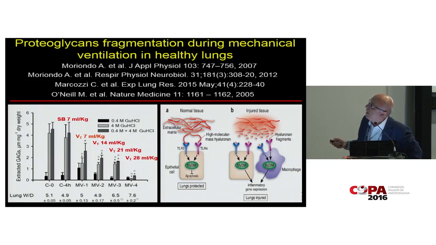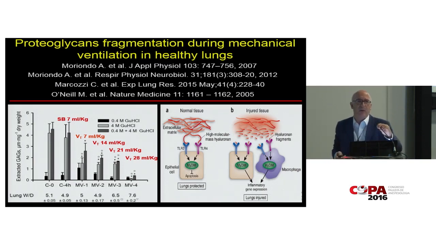This is important because, as you can see here, the fragments of the extracellular matrix may induce and promote an inflammatory response in the lung. So what we believe is that the first target of ventilator-induced lung injury is the fragmentation of the extracellular matrix, and this occurs in normal lungs, even with relatively low tidal volume.